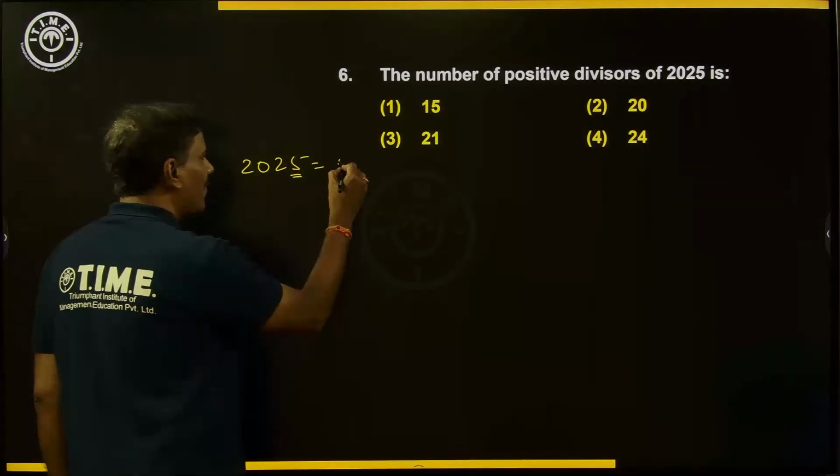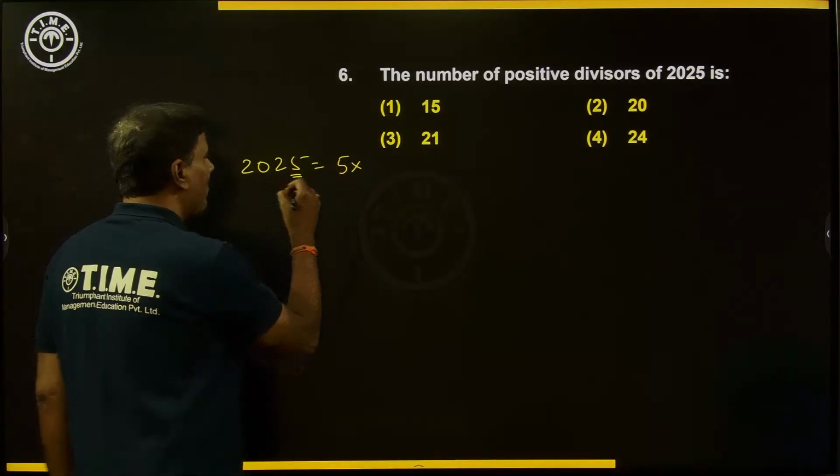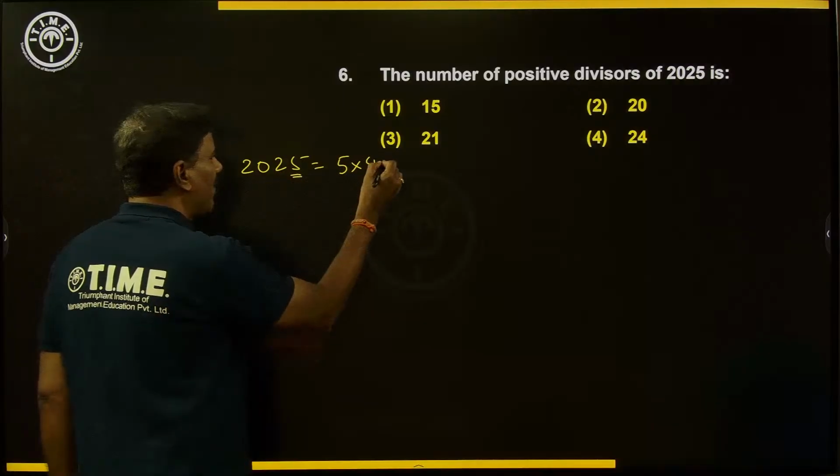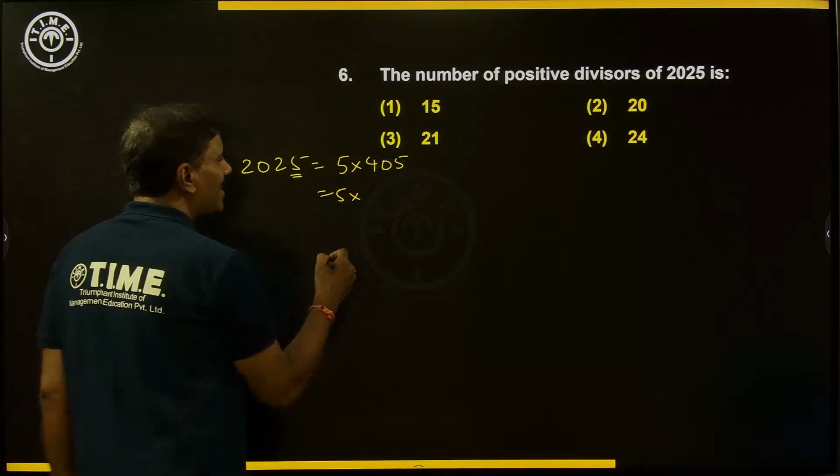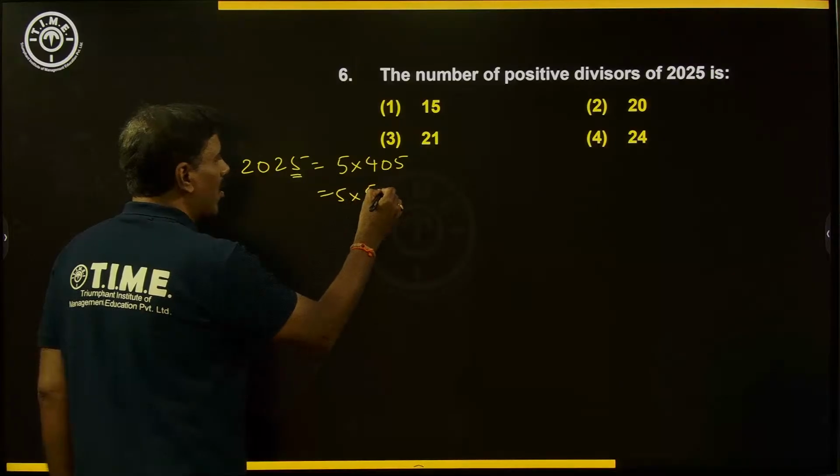First we will go for 5, which is easy to divide. 5 fours are 20, 25 means 0, 5 times. So we will consider 5. 405 is clearly divisible by 5. How many times?